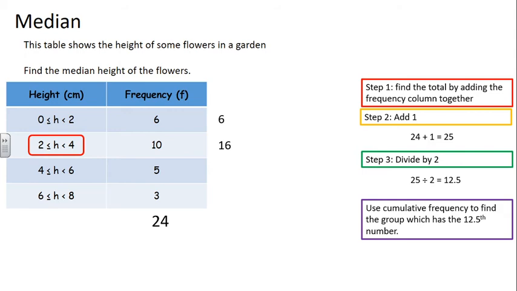So again, find your total. Add 1, divide it by 2 to find the number you're looking for. So we're looking for the 12.5th. It wasn't in the first group because there's only 6 numbers in there. However, if you add another 10 onto that, you've had 16 numbers. The 12.5th number will be in that group, so it's the second group down.